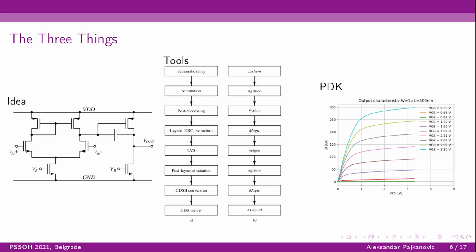So the three main things that need to meet together to have the IC see the sun are the idea, the tools, and the PDK. The idea is basically the schematic, the topology, what we want to realize. The tools are the software applications that we have to use to prepare the files such that an IC may be implemented based on that, where circuit theory produces files that are manufacturable.